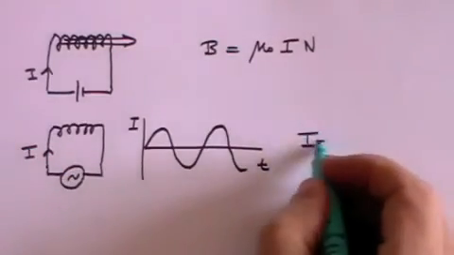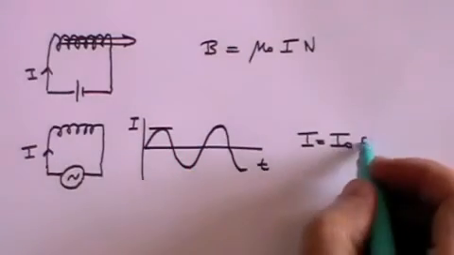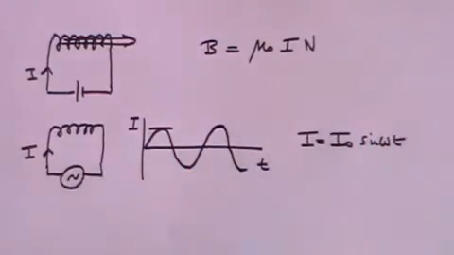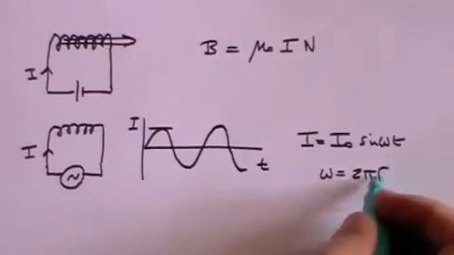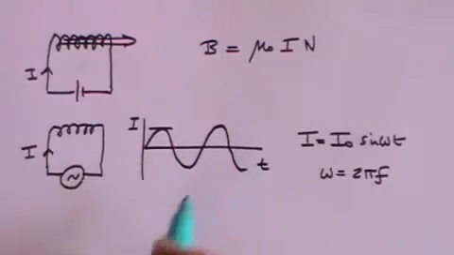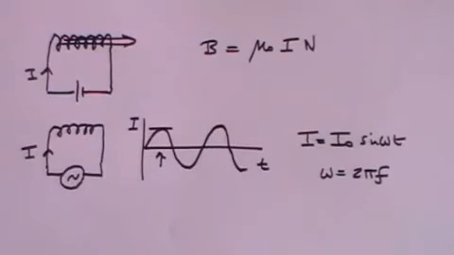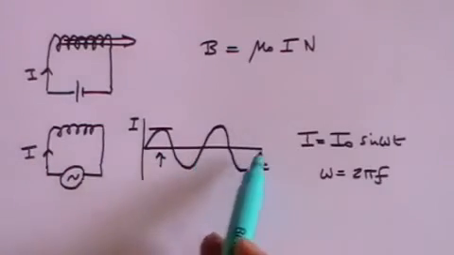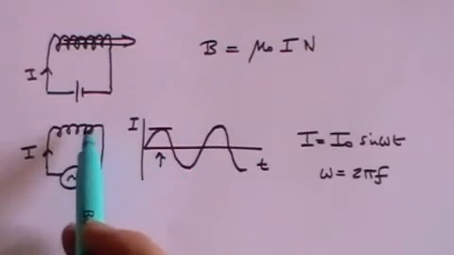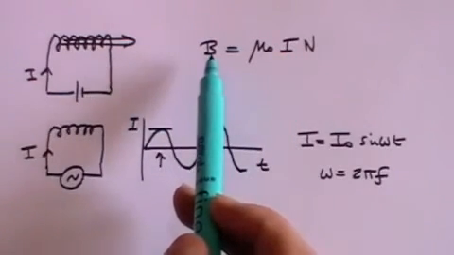It will have a form I equals I naught, where I naught is the maximum value, times sine omega t, where omega is 2 pi f, and f is the frequency of the wave, which is the number of times a crest passes a particular point in 1 second. And that will therefore have a varying current because it's constantly going up and down. And if you have a varying current, then according to this, you will have a varying magnetic field.